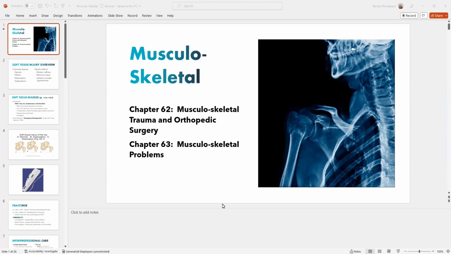Hopefully this is as quick as possible a review on some key points of the musculoskeletal system. This information can be found in your Lewis Med Surg book, chapters 62 and 63. It's also chapter 60 in the orange Saunders book, edition number 8. So you can find that information there as well.